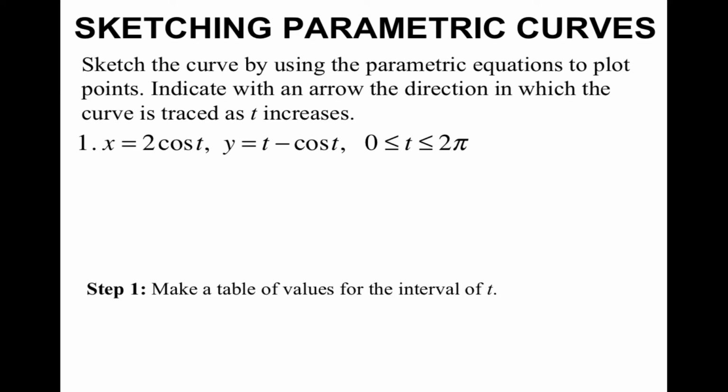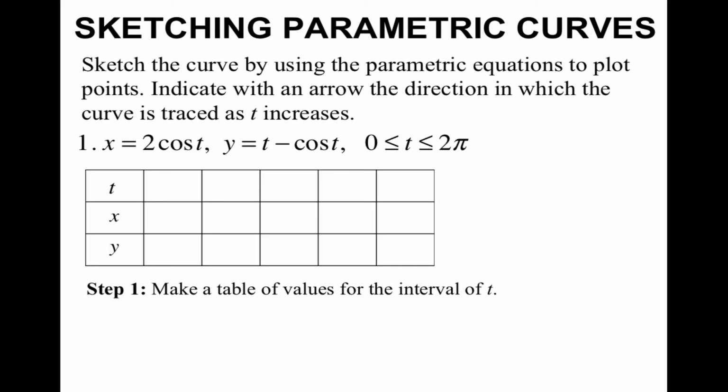So step 1 is to make a table of values for the interval of t. I'm going to have my t values and then the x and y values according to that t value. I'm going to start with t equals 0, and then choose t values between 0 and 2 pi that are easiest to evaluate, which would be pi over 2, pi, 3 pi over 2, and 2 pi. Now I'm going to plug each t value into the x and y functions.